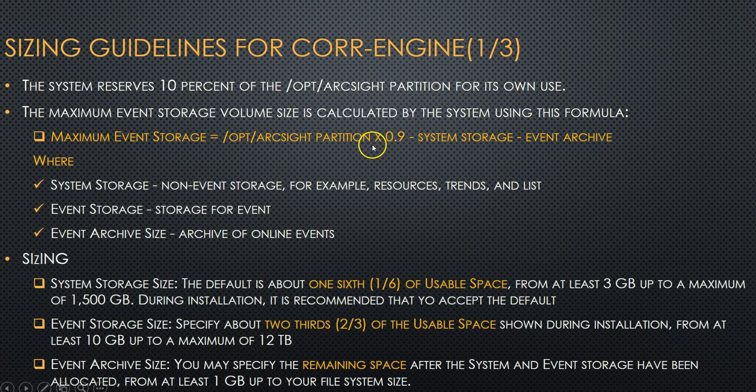So it's like if you multiply its size by 0.9, you will get the useful space. If you subtract from this the system storage and the event archive, you will get the maximum event storage that you can store in the ArcSight software. So what is the system storage and what is the event storage?